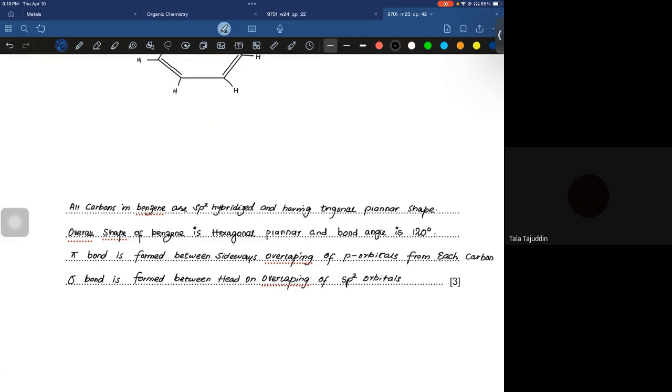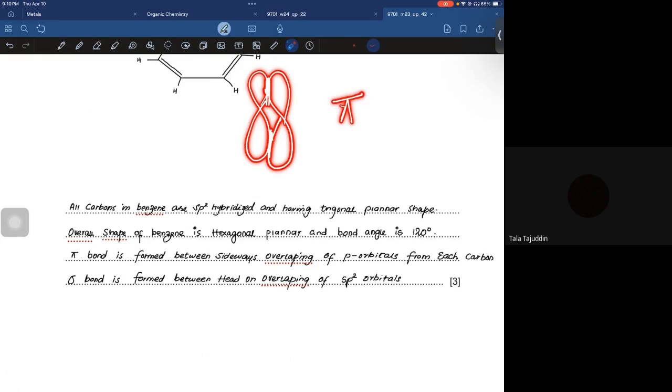Overall shape of benzene is hexagonal planar and the bond angle is 120 degrees. Pi bond is formed by the sideways overlapping of the p orbitals from each carbon atom. Sideways overlapping means the p orbitals overlap in this manner. Since the overlapping area is minimum, this can be broken down very easily. That's why pi bonds are weak bonds.